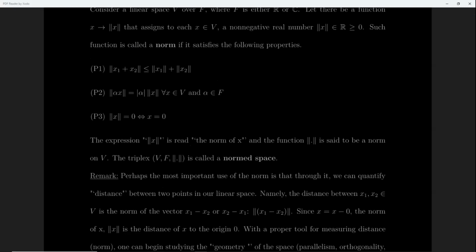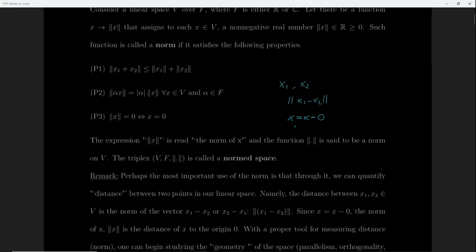And what we understand from a norm is that it actually defines a distance in our vector space. So if I'm given two vectors, let's say x1 and x2, the norm of the difference of x1 and x2 gives me the distance between those two vectors. And note that any vector x can be written as x minus the 0 vector.